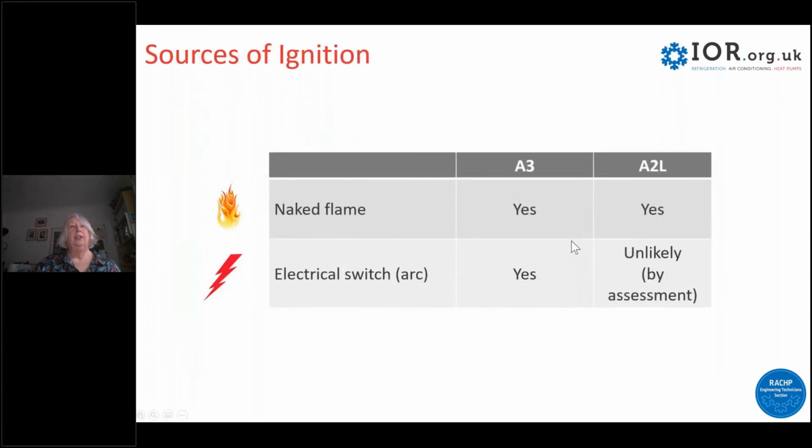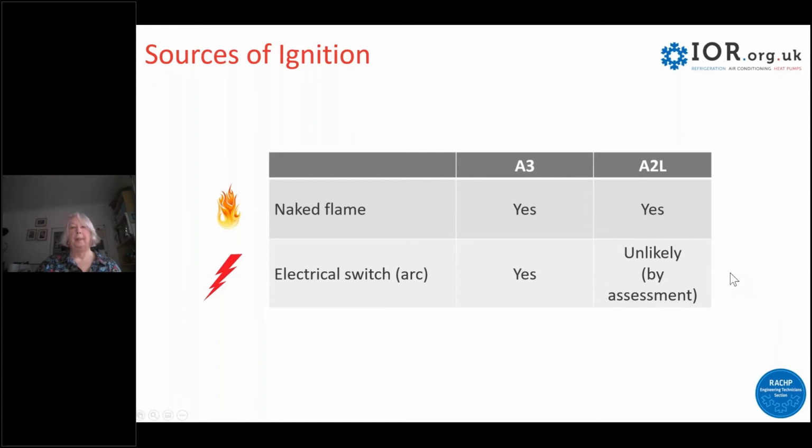So looking at sources of ignition, a naked flame will definitely ignite A3s and A2L refrigerants, no doubt about that. So that's things like matches, cigarette lighters, brazing torches, etc. Electrical switches will probably ignite an A3 refrigerant, but are unlikely to ignite an A2L, although we can't say absolutely impossible.